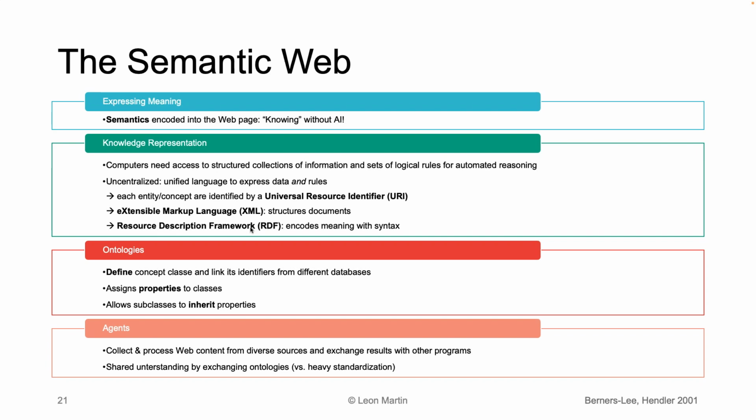The first thing is a universal resource identifier, which uniquely points towards a concept in a database. Then we need an extensible markup language, which is basically formalizing the syntax of the structured documents. And we need a resource description framework, which encodes the meaning in the syntax.